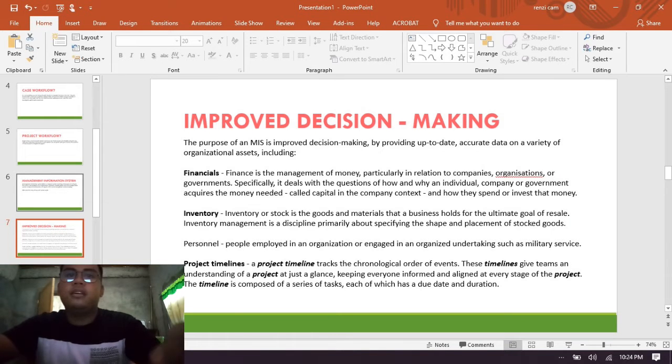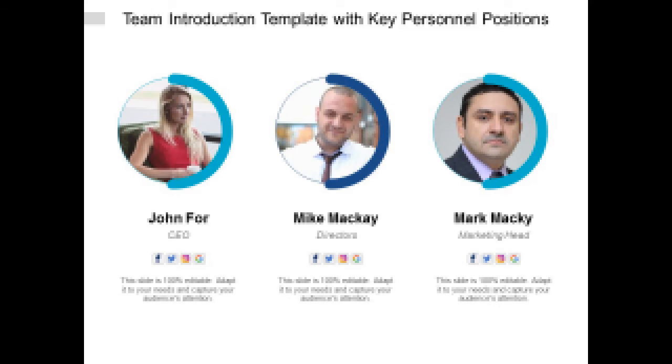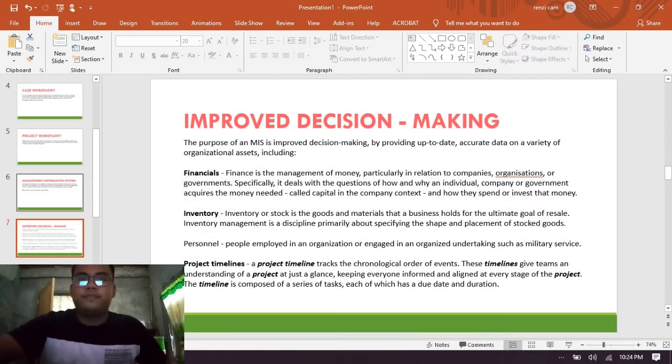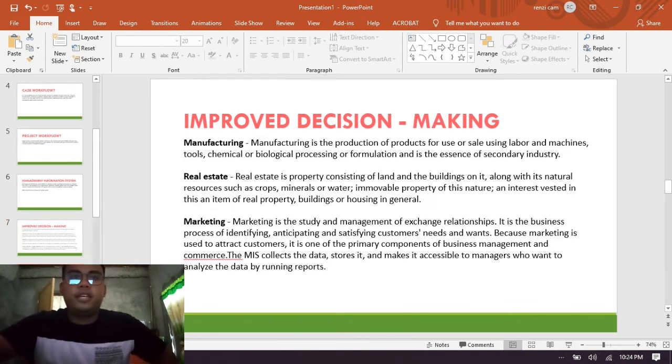Number three, personnel. The personnel is the people employed in an organization or engaged in an organization's undertaking, such as a military service. And the fourth is project timelines. A project timeline tracks the chronological order of events. These timelines give teams an understanding of a project at just a glance, keeping everyone informed and aligned at every stage of the project.